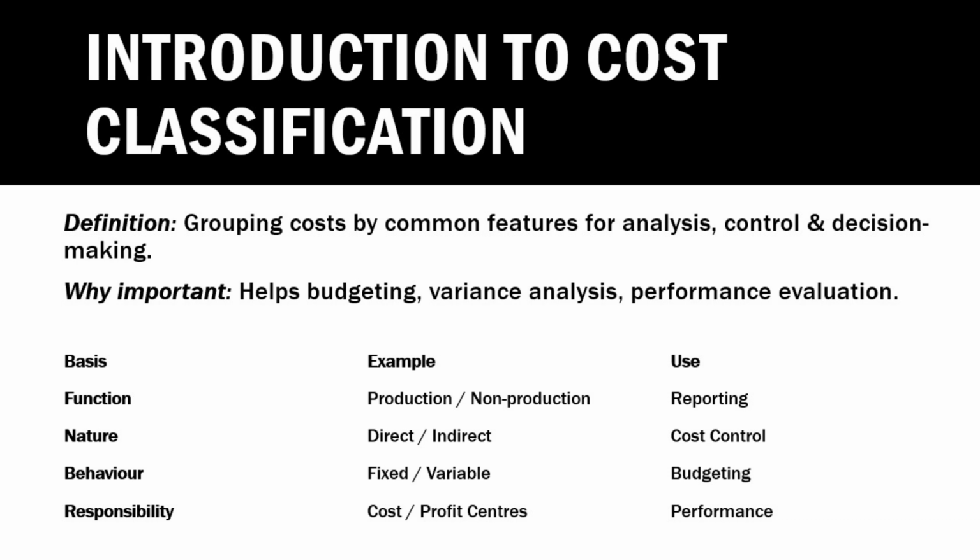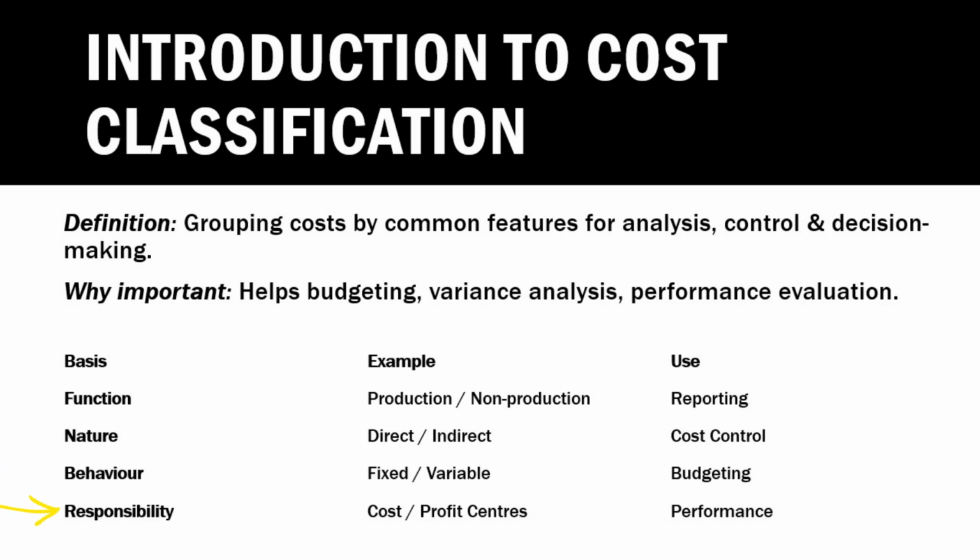Here, we can see a simple table summarizing the main bases of classification. First basis, function. This means, is the cost related to production or non-production? This type of split is mainly used for reporting and for valuing inventory. Second basis, nature. Here we talk about direct costs versus indirect costs. We use this view for cost control because managers are usually responsible for specific controllable costs. Third basis, behavior. This is fixed cost versus variable cost. This is critical in budgeting and forecasting because it tells us how total cost will move when activity goes up or down.